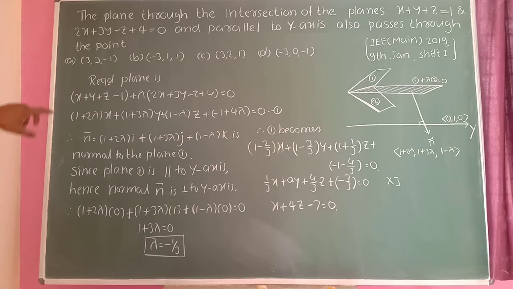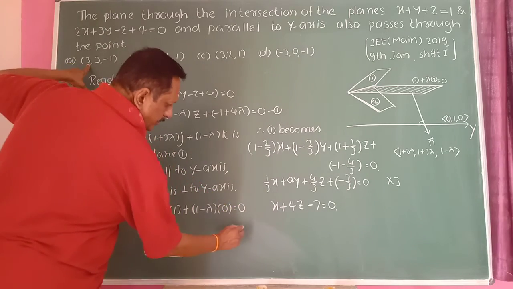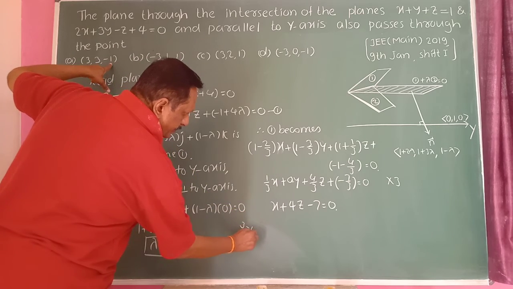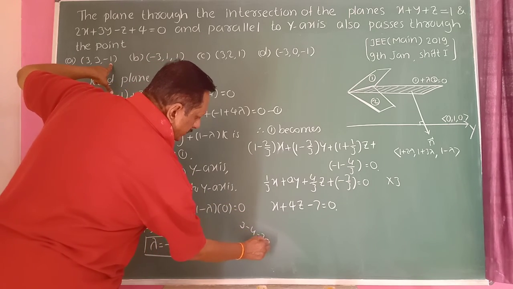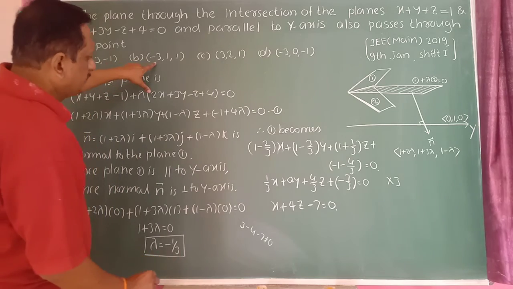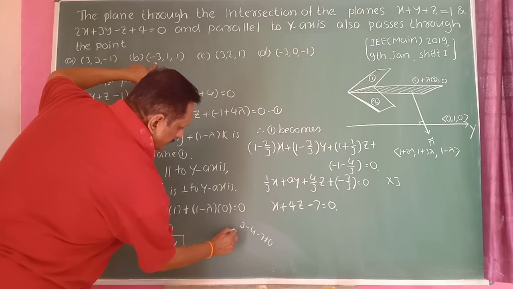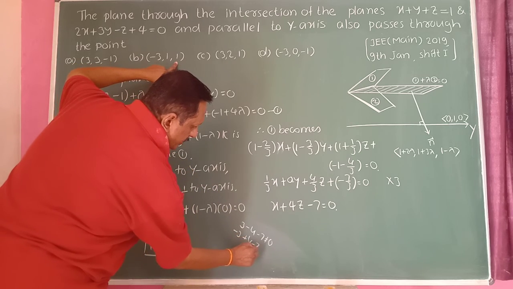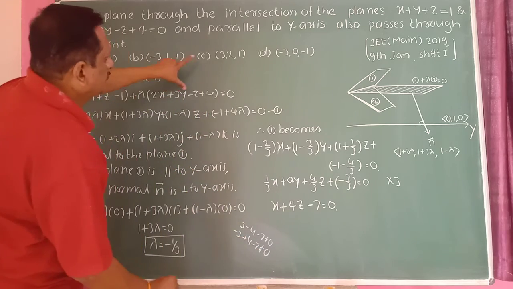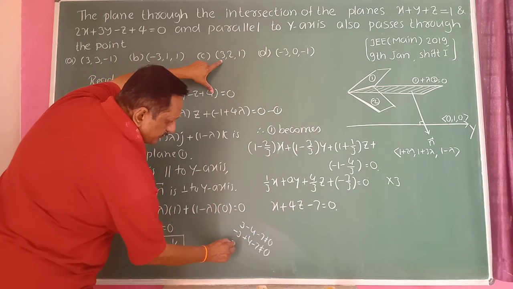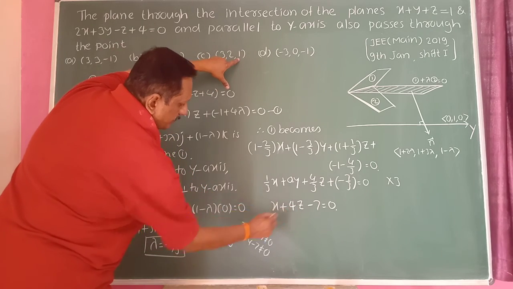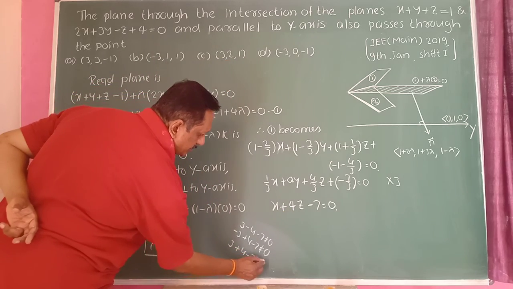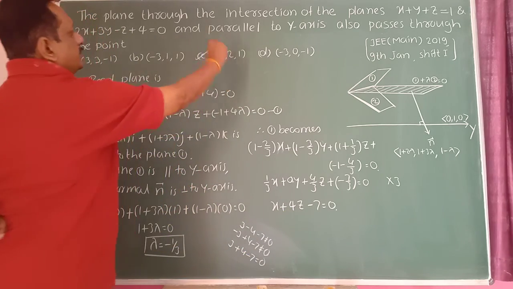So I repeat once again. Put the x value 3 and the z value minus 1, so it gives minus 4 minus 7, not equal to 0. Take the second one, put x value minus 3 and z value 1, so plus 4 minus 7, not equal to 0. Then put x value 3 and z value is 1, 1 into 4 becomes 4 and minus 7, so this equals 0. Hence the third option is correct.